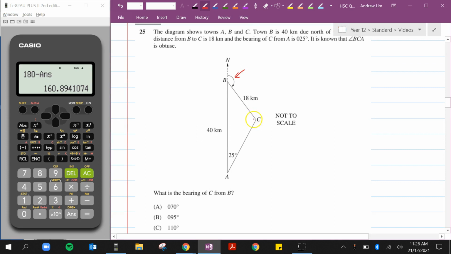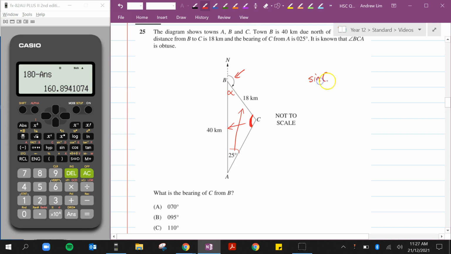We know that this angle here is obtuse. So it seems like we need to work out how big this angle is. Maybe we'll call this alpha. And then we can just do 180 minus that to give us the bearing. It also seems like we need to work out how big this angle is. Then we can just do 180 minus that, minus the 25, because we've got a triangle here, and that'll give us alpha. In order for us to do that, it seems like we need to use the sine rule.